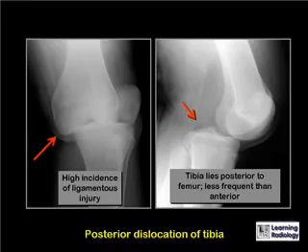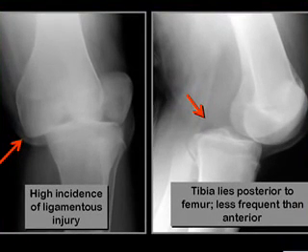This is an example of a posterior dislocation of the tibia. In a dislocation such as this, you can imagine there would be a high incidence of ligamentous injury, and you can see that the tibia lies posterior to the femur. This is actually less frequent than an anterior dislocation of the tibia, but both are relatively uncommon.